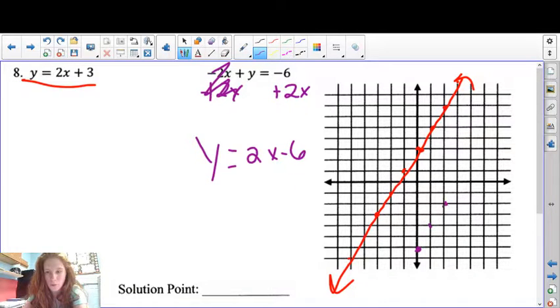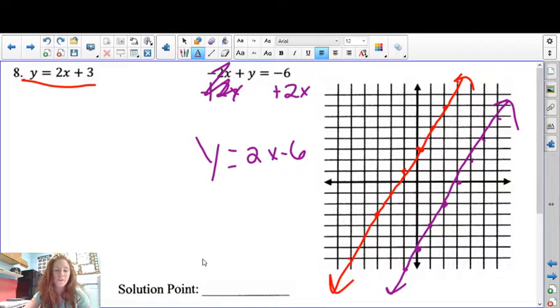Up 2 to the right 1. Up 2 to the right 1. Up 2 to the right 1. Up 2 to the right. What the heck? They're not meeting. They don't meet.